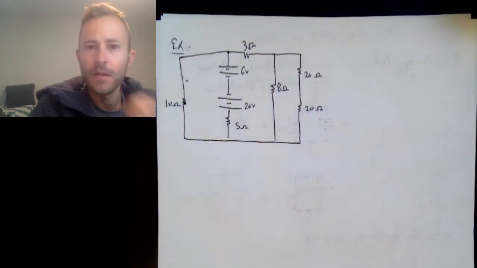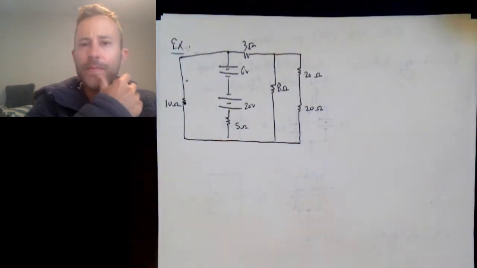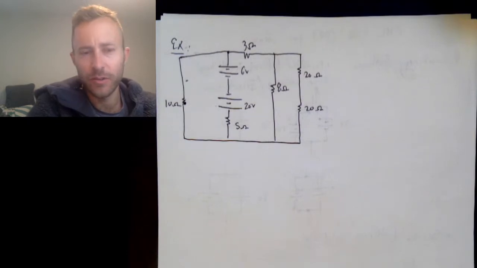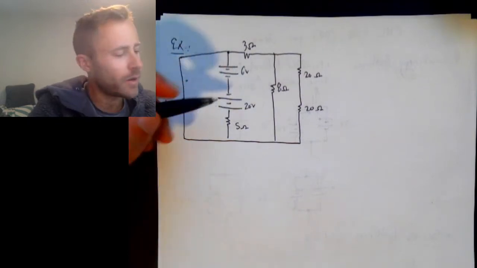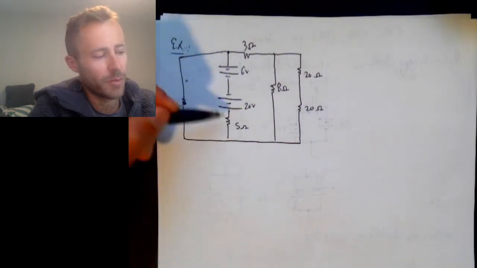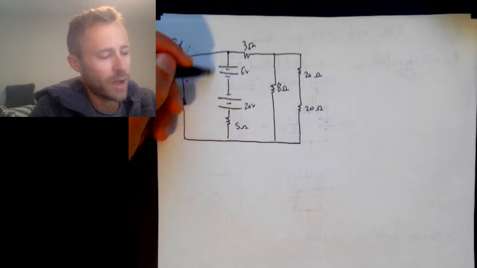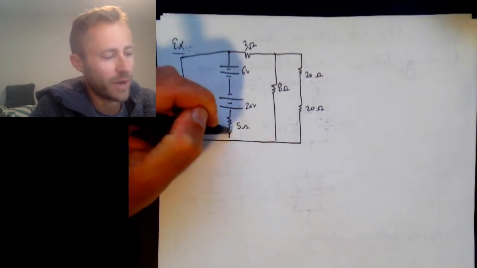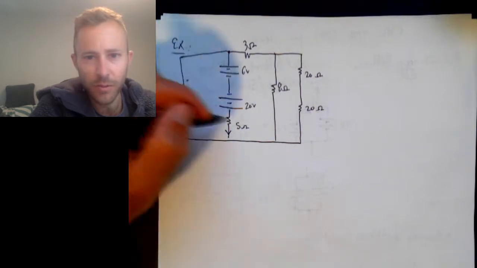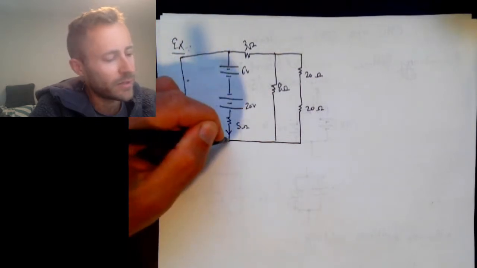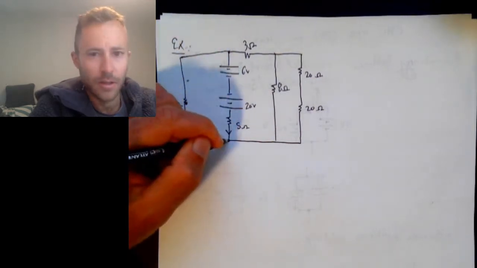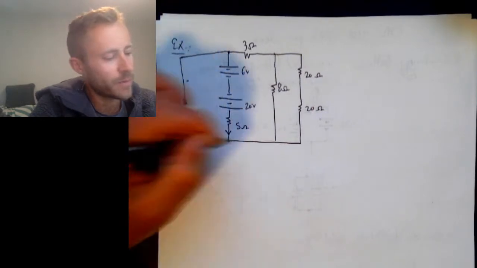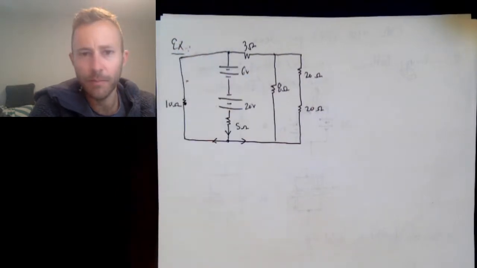All right. So this is kind of an interesting circuit. The 20 volts is the dominant battery, so the current is going to flow this way, down out of the positive terminal of the 20-volt battery. It's going to hit this junction. Some of the current is going to go this way. Some of the current is going to go this way.